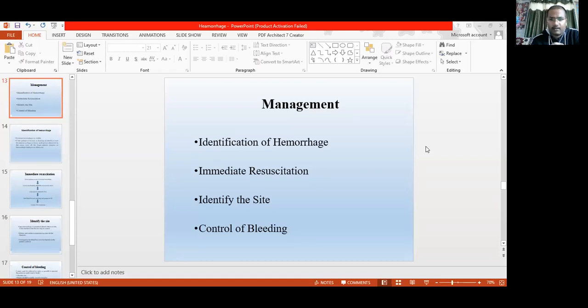If there is external hemorrhage, then it is obvious, you can see that this is hemorrhage. If it is internal hemorrhage, then first you think about the patient's condition. If the patient is in hypovolemic shock and there is no feature or history of fluid loss other than blood, then you must consider it as concealed hemorrhage. Then immediate resuscitation, identification of the site of the hemorrhage, and then you have to control the bleeding.